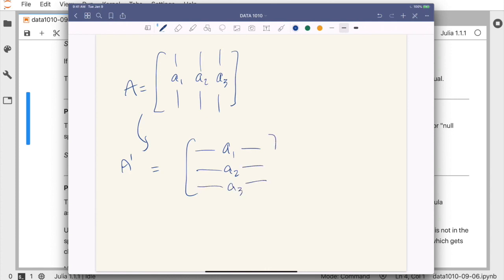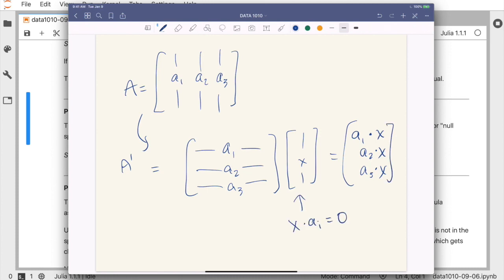And you can think about multiplying this matrix by some vector x. And the result by the product formula is going to be the dot products of the rows with this vector x. And these are all going to be 0 if and only if x is orthogonal to every column, if and only if x is in the null space of A transpose.